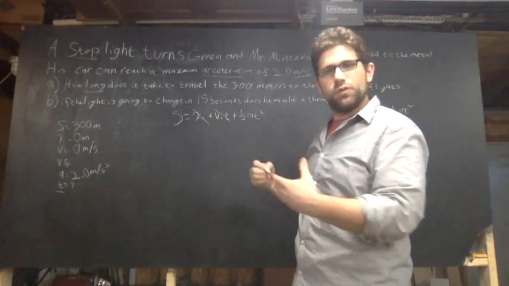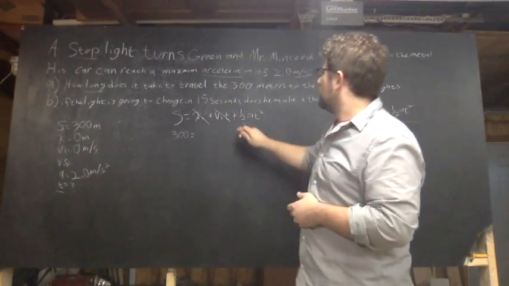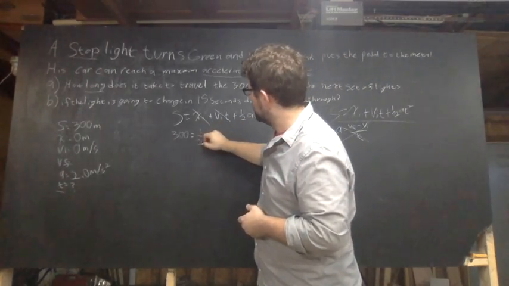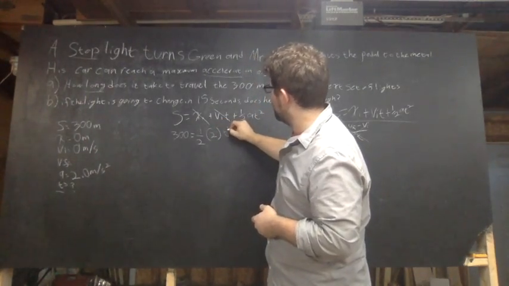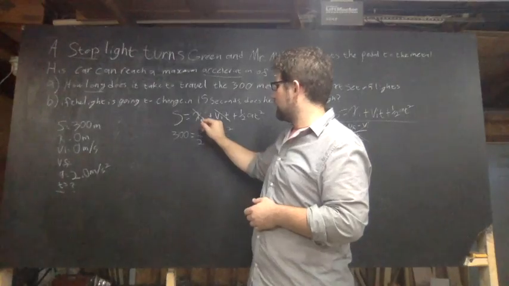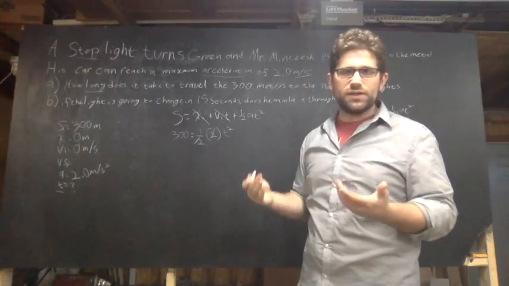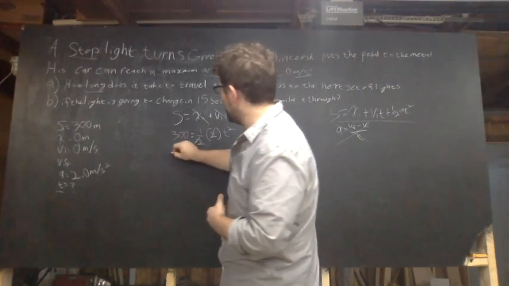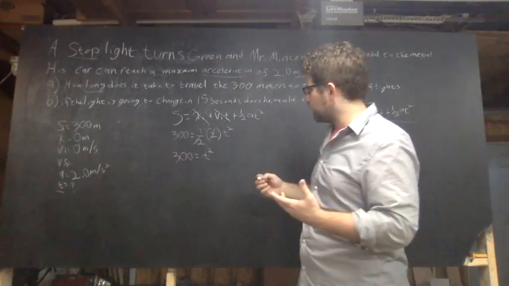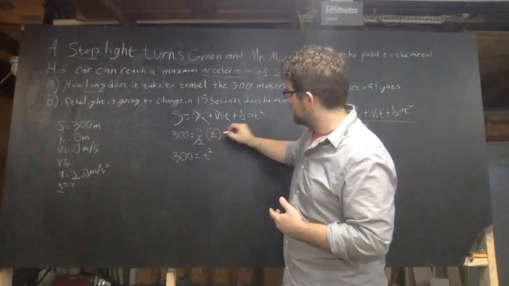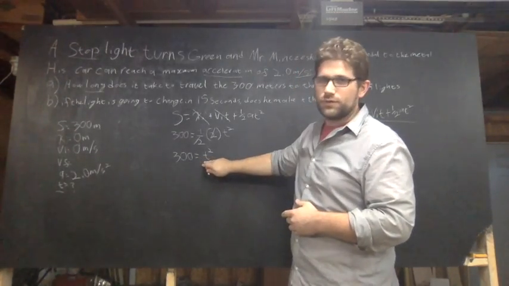So I'm going to go ahead and rewrite it and plug my numbers in at that time. So 300 for s equal to 1/2 a, which is 2, t squared. Now, what's 2 times 1 over 2? Well, that's going to be 1. So I'm left with 1 t squared. Well, anything times 1 is itself, so I'm actually left with 300 equal to t squared. Does everyone see how that worked? I had a 1/2 times 2, so that would be 2 divided by 2. That would just be 1. So 300 equals t squared.